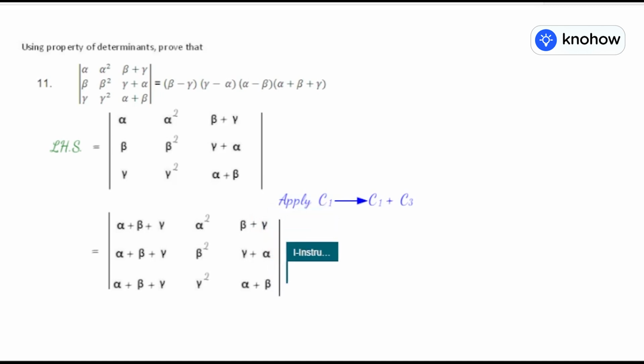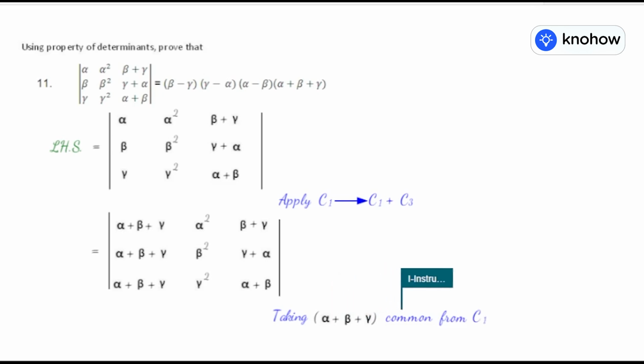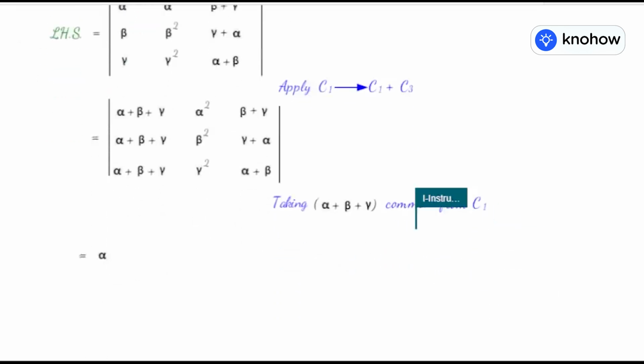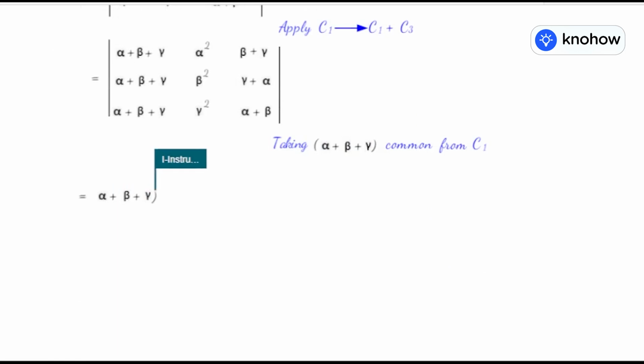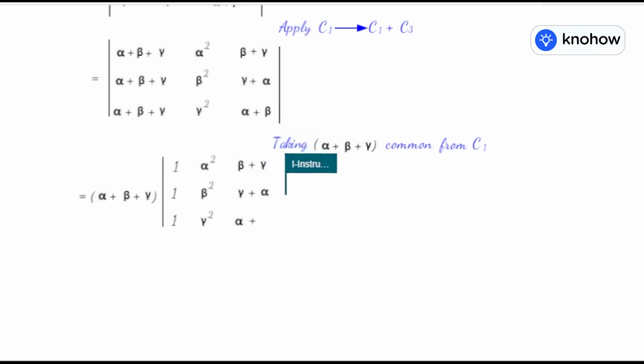And now clearly we can take alpha plus beta plus gamma common from C1. So taking alpha plus beta plus gamma, this factor, common from column 1, you get alpha plus beta plus gamma outside. The elements of column 1 will be 1, 1, 1, and columns 2 and 3 will be maintained as such: beta plus gamma, gamma plus alpha, alpha plus beta.